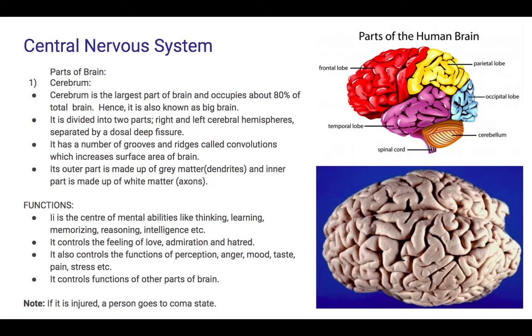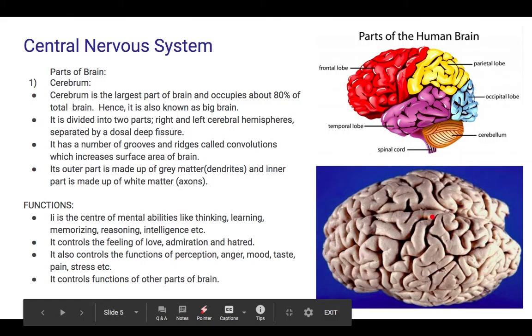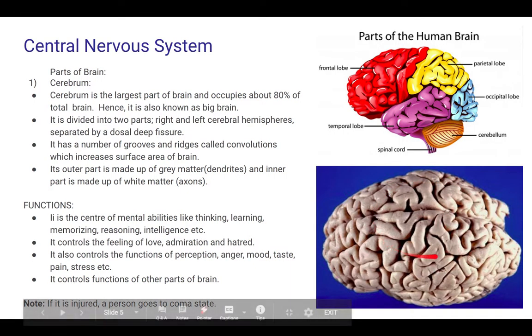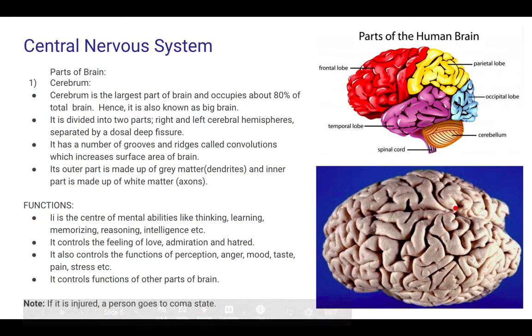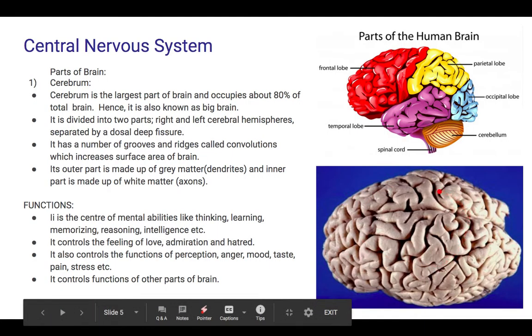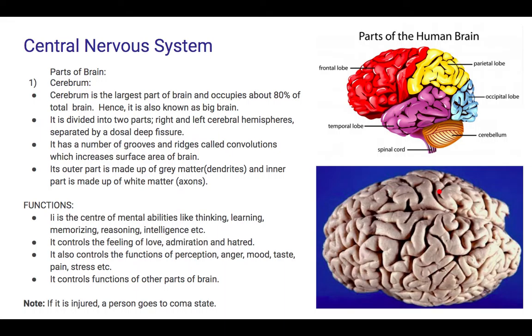And function is, it is the center of mental abilities, like thinking, what we think, how we learn, how we memorize, how we give logical answers, our intelligence. That is all controlled by this part of brain. Similarly, our emotions like love, admiration, hate, all these are controlled by this part of brain. And similarly, it also controls our perception, anger, mood, taste, pain, stress, etc.